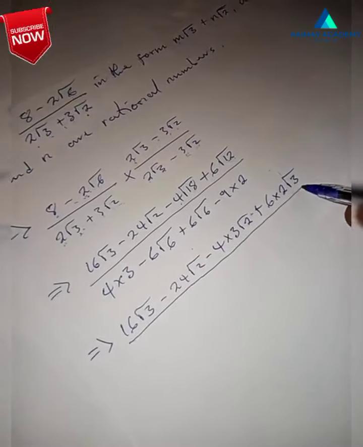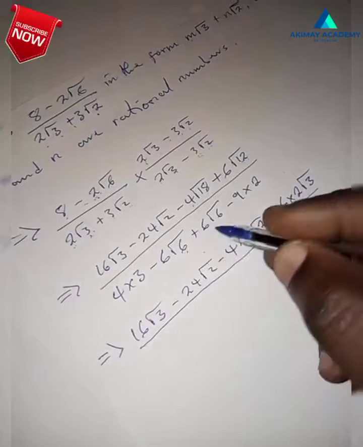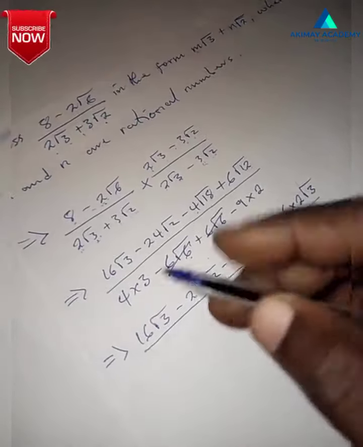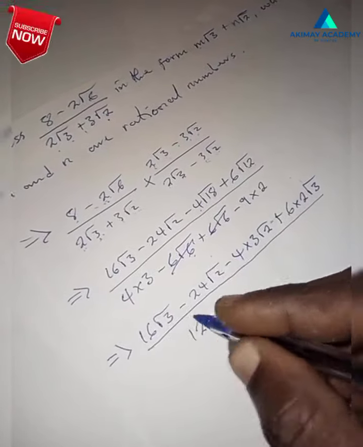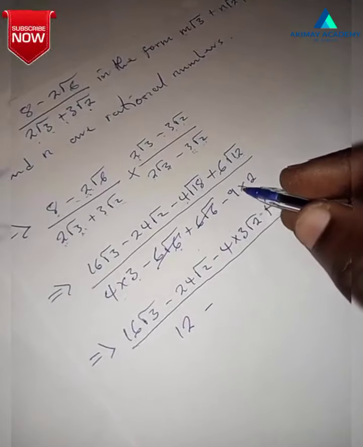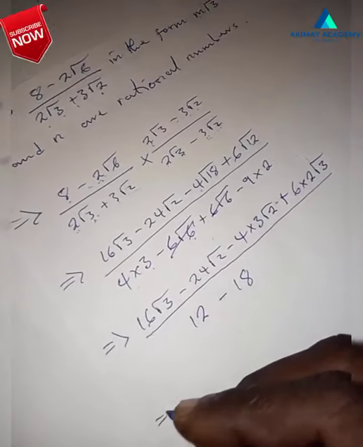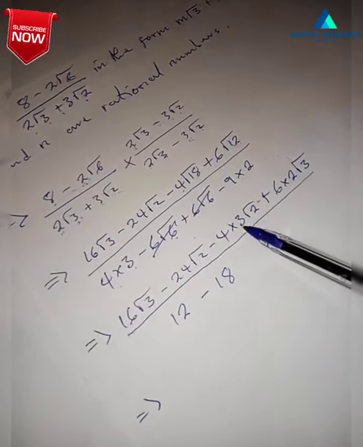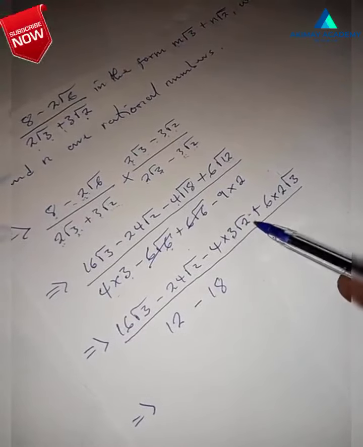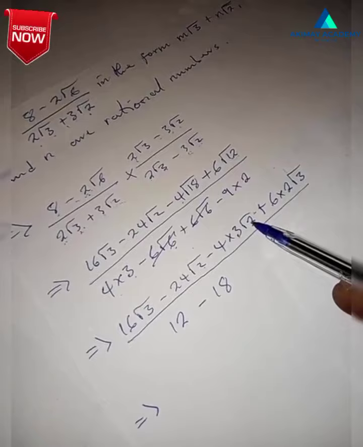Okay, and everything over, let's simplify that down here. Here we have minus 6 root 6 plus 6 root 6, so this one will go with this one. So here we are left with 12. 4 times 3 here will give us 12, then minus 9 times 2 will give us minus 18. Okay, good. So now let's look at the top here. You can see we have 4 times 3 will give us 12 root 2. So you can see root 2 here, root 2 here, they look similar.